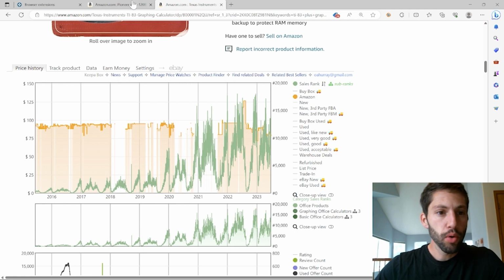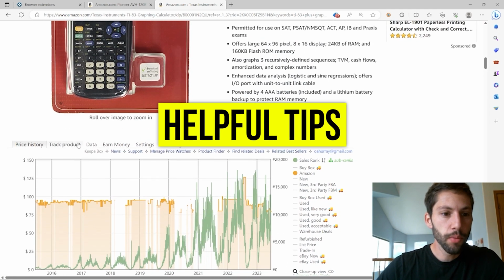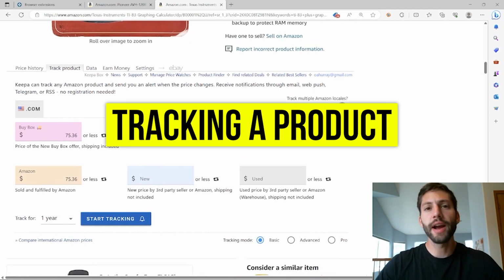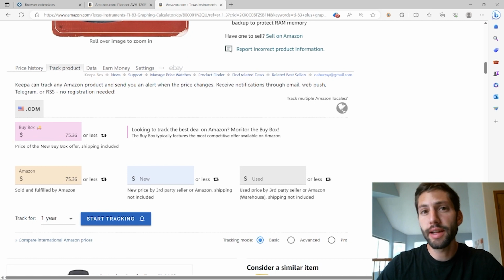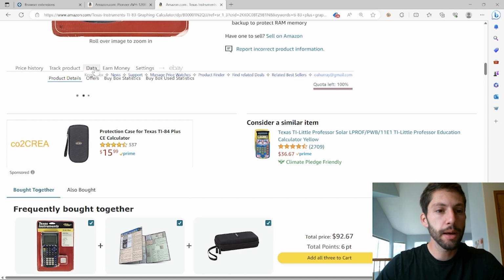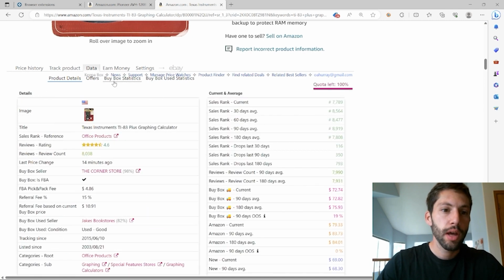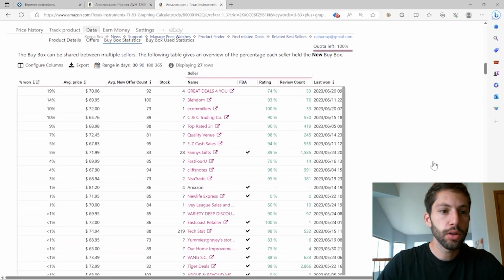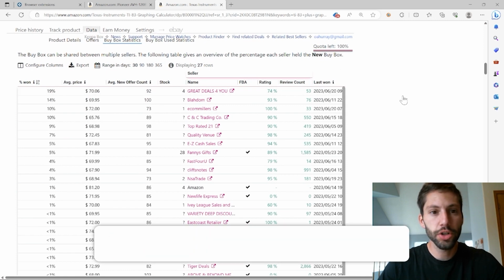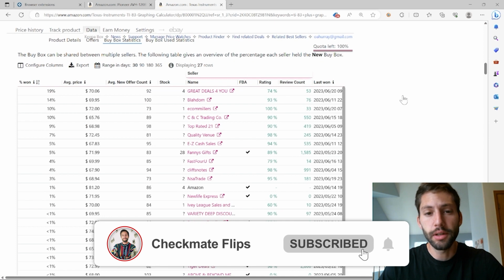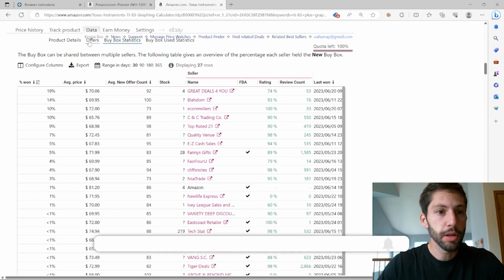And then there's a couple more things that we could look at that are really helpful. Number one, if you ever want to track a product, maybe it's a rare product that doesn't come in stock very much, or you want it at a certain price, you can track the item right here and you can get an email when it has hit those criteria. There's also the data tab where you can look at the buy box statistics. Who's getting the buy box? Is anyone hogging the buy box a little too much? Although I don't really look at that too much, to be completely honest.